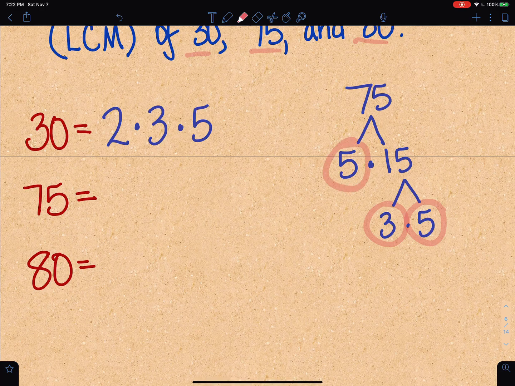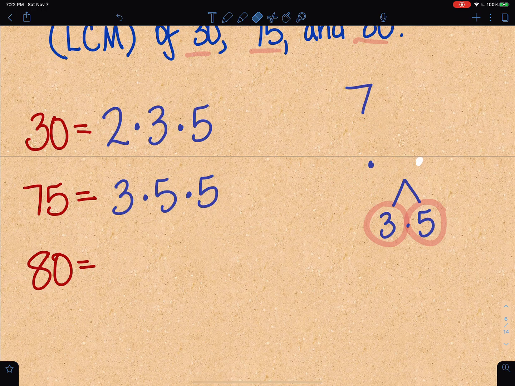See, it doesn't matter where you start. I could have started with like a 3 here and it ended up with something different, but you'll still get down to the same prime numbers. So that's why I like that method. So this is going to be 3 times 5 times 5. All right, done with that.